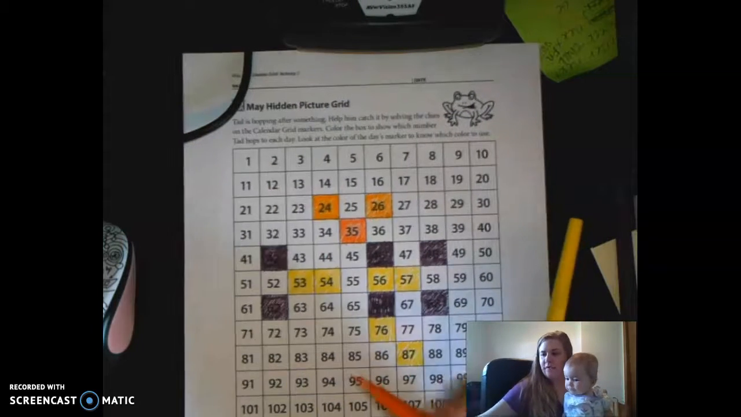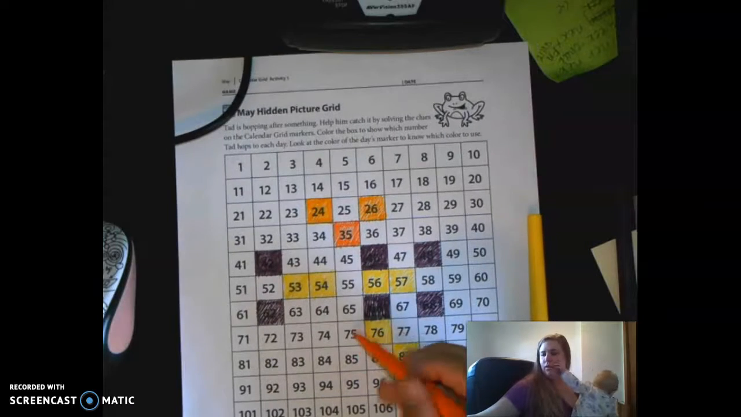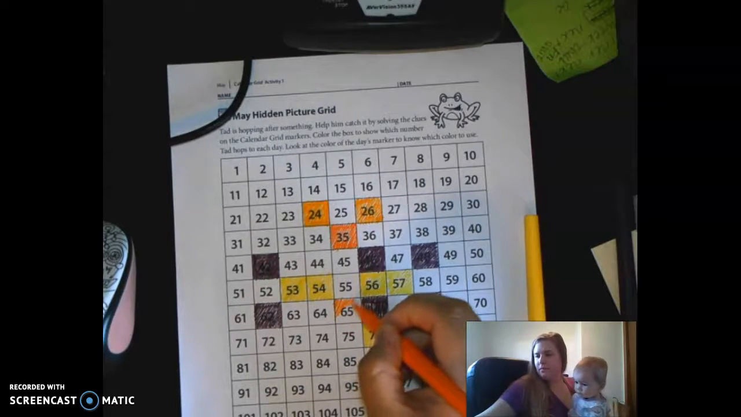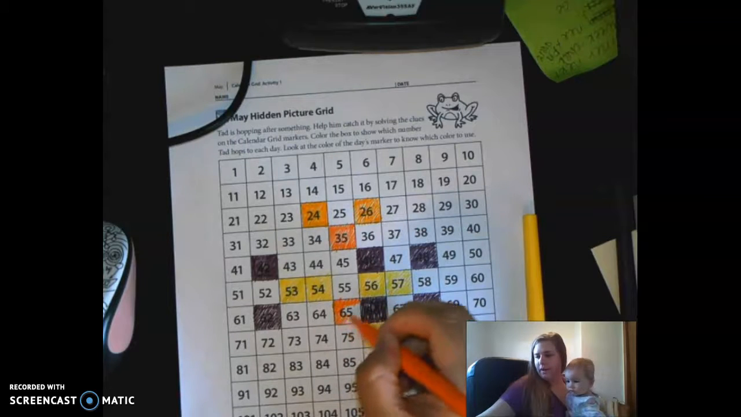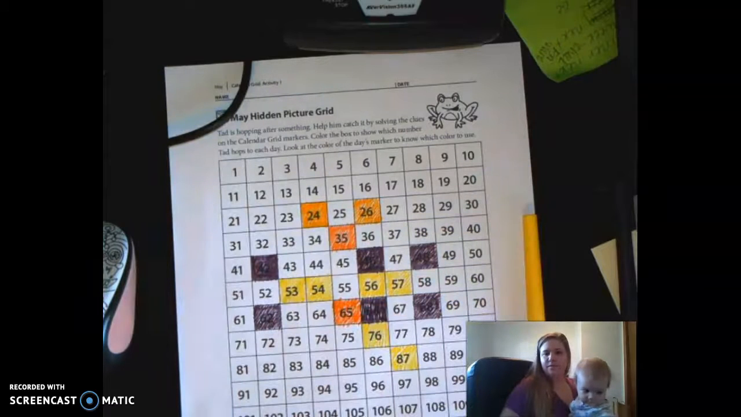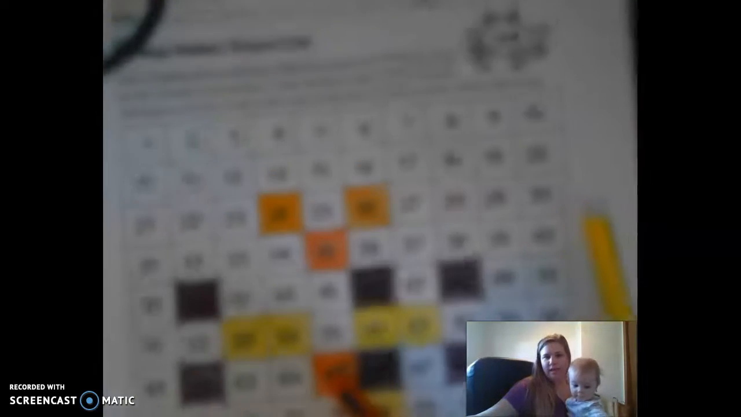We started on 87, and we have to go to 65. Over 1, up 1, over 1, up 1. That's exactly what we did. Perfect. Now let's take a look at if we added or subtracted. So we started here. We took away 1, took away 10, took away 1, took away 10.